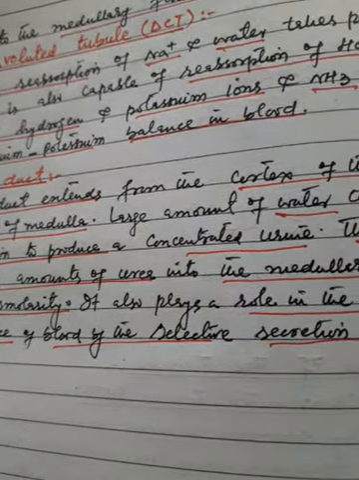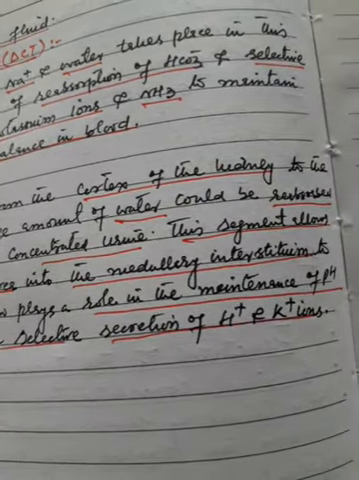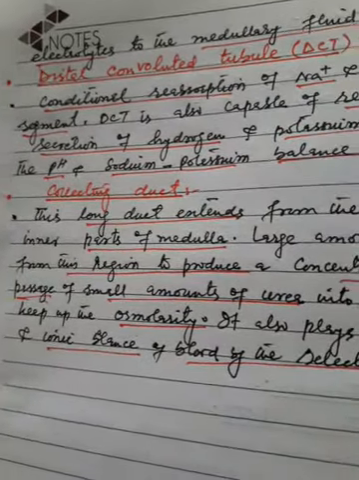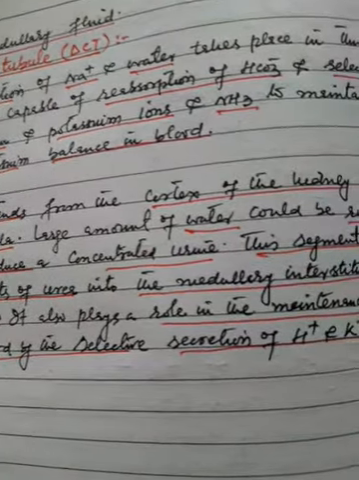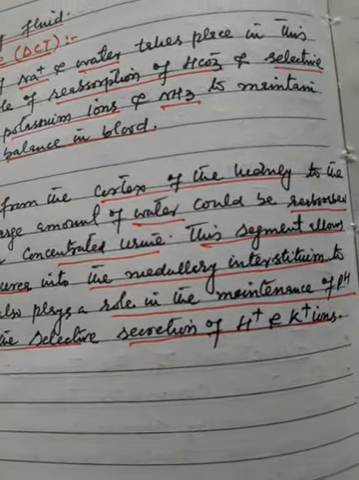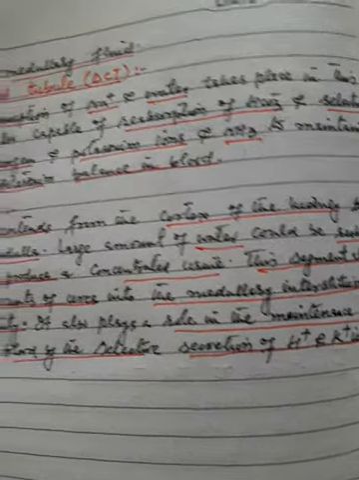It also plays a role in the maintenance of pH and ionic balance of blood by the selective secretion of hydrogen and potassium ions.